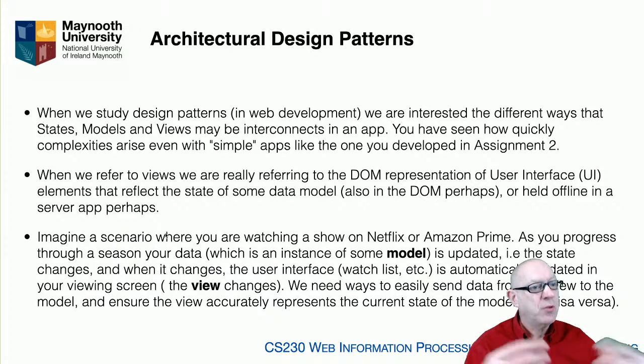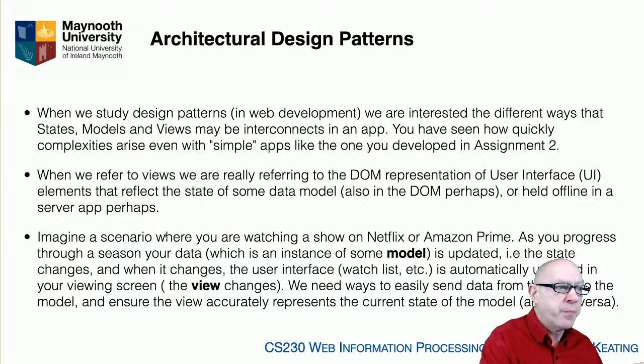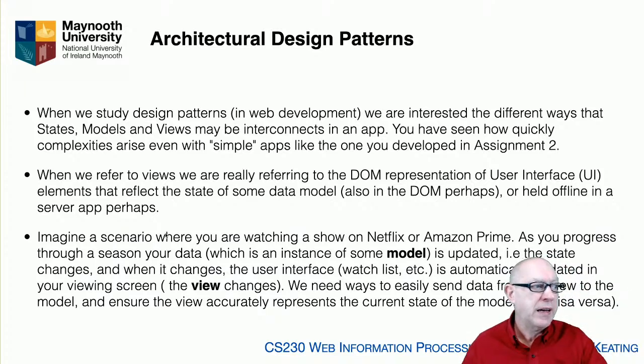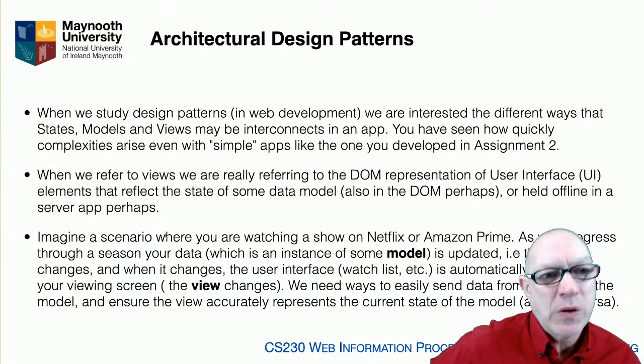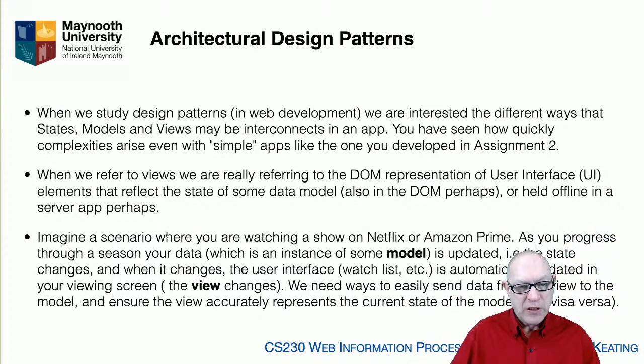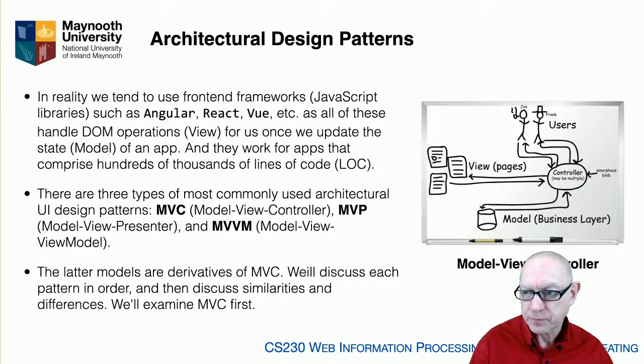So the view changes. So we need ways to easily send data from the view to the model and ensure that the view accurately represents the current state of the model and vice versa. So you could see maybe from last week's lectures how you could use jQuery to talk to servers, backend, and update models locally and remotely, and then update the views for you. So it all starts to come together, and there are very well-defined ways of making all this happen.